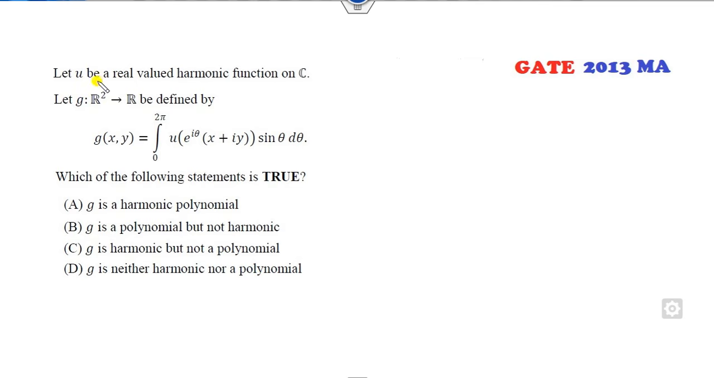Okay, let u be a real-valued harmonic function on the complex plane. Define the function g as shown here. Which of the following statements is true? Look at the options: they depend only on g, but u is a real function, and the answer does not depend on u. So can you take any harmonic function?